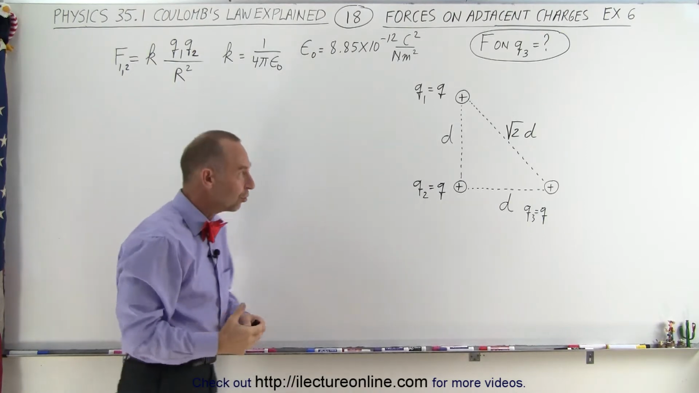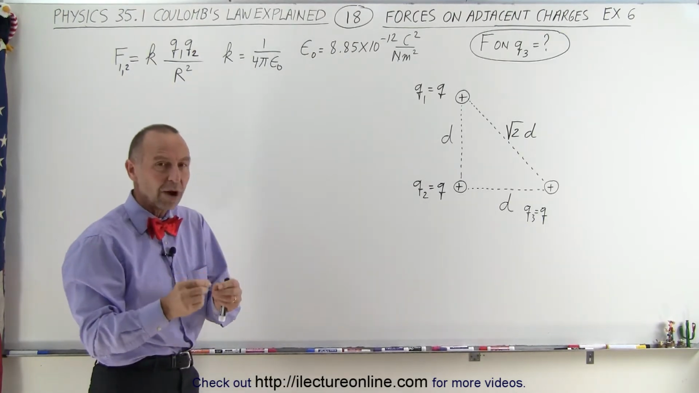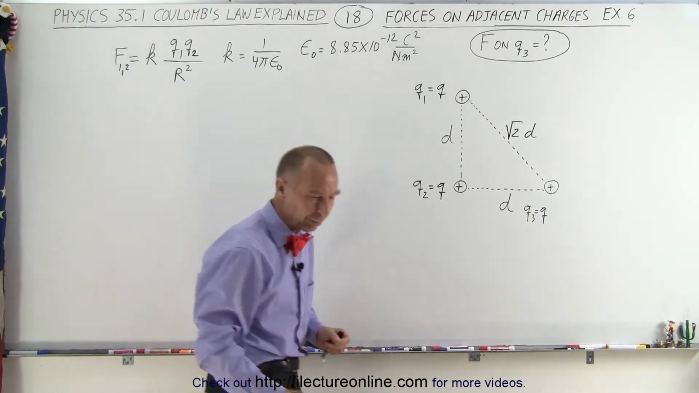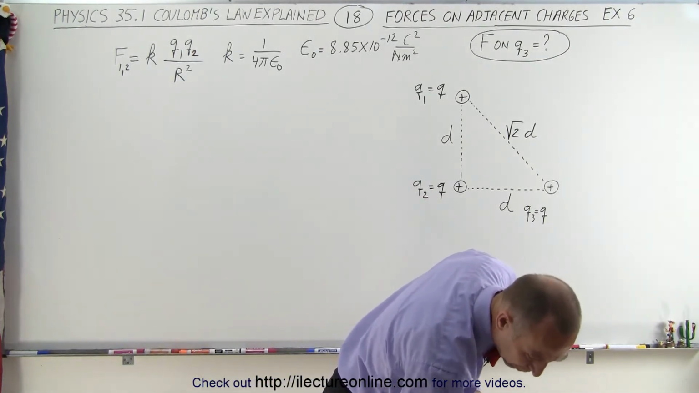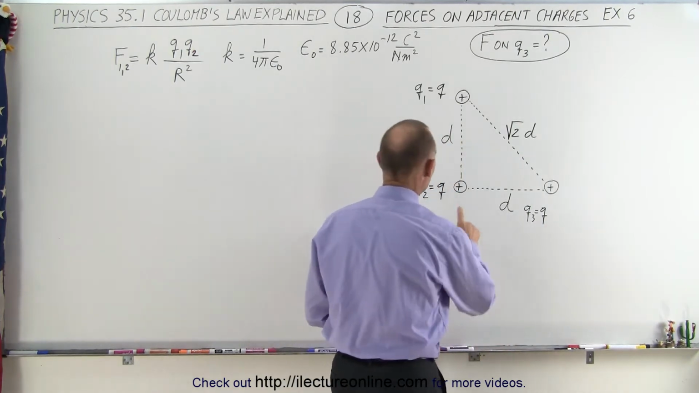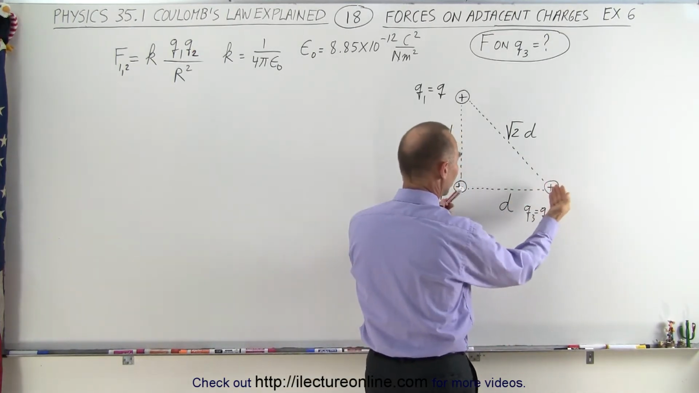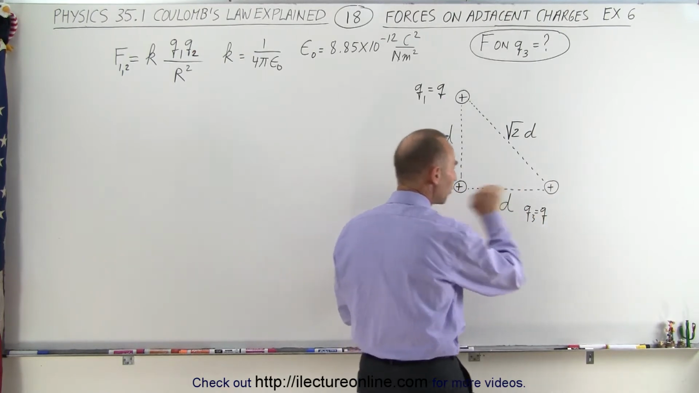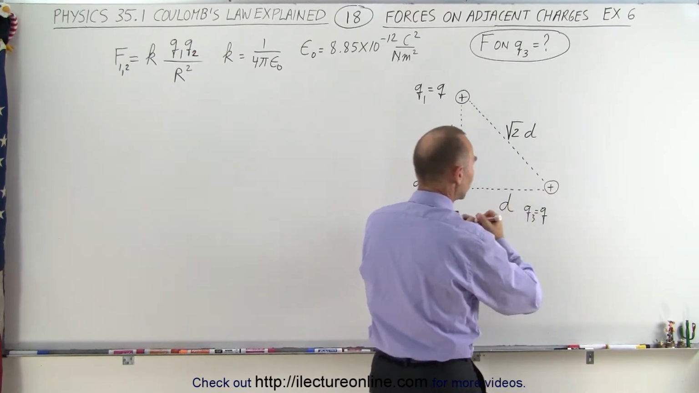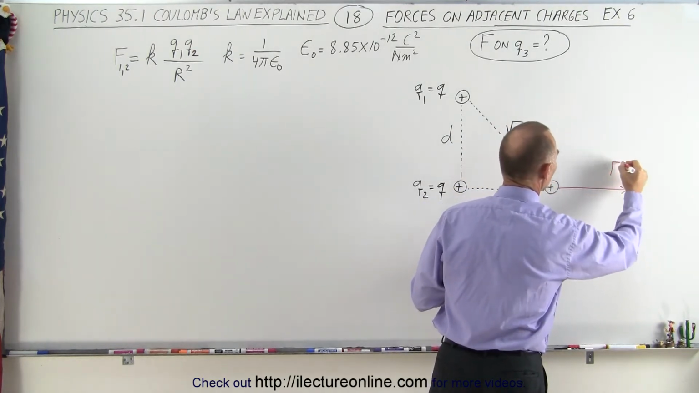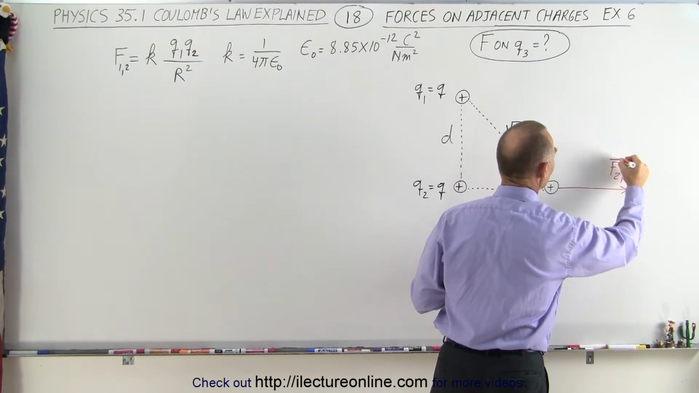And we should also, just like before, start with drawing the vectors representing those forces, so we have a visual perspective on what's happening. Between Q2 and Q3, since the charges are both positive, it's a force of repulsion. And so Q2 will be pushing against Q3 in this direction. And this will then be the force F between 2 and 3.